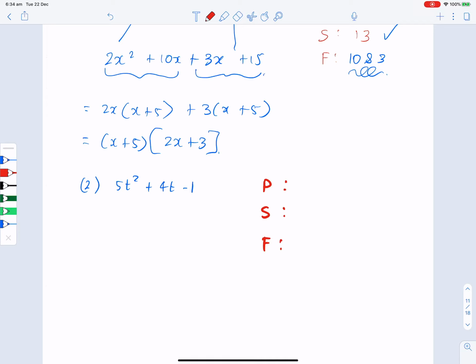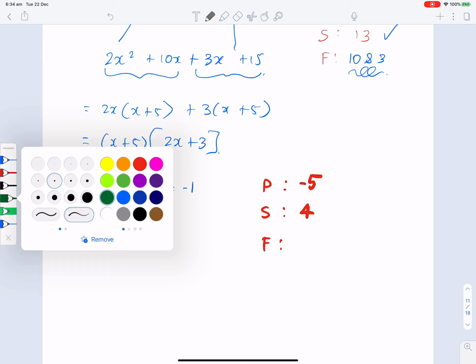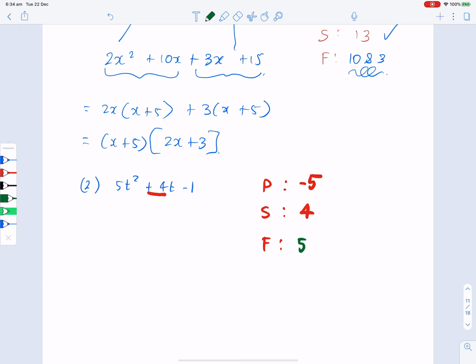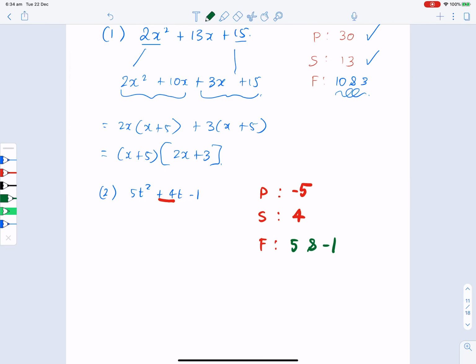So the product now is the 5 times the minus 1, which is minus 5. So we're going to write that down as our product. The sum is plus 4, so that's 4. And so now we need to find the factors. What numbers multiply to give minus 5 and add to give 4? Well, those numbers are 5 and minus 1. These are our key numbers, in the green there, 5 and minus 1. Because 5 times minus 1 is minus 5, and 5 plus minus 1 is 4.